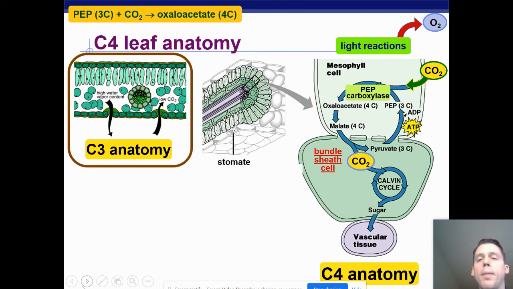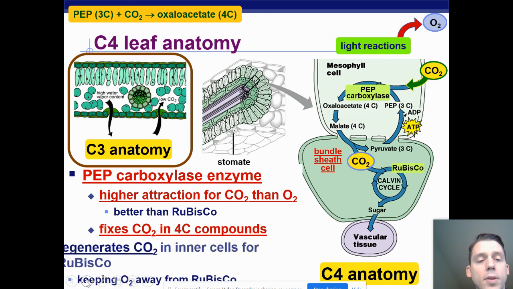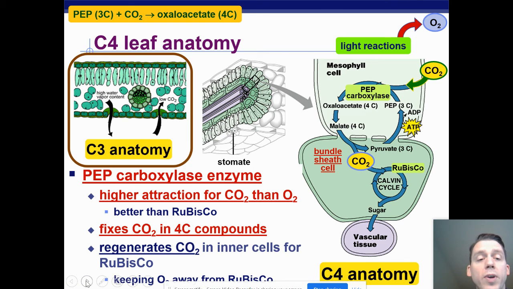So the 4-carbon compound is then going to move into the bundle sheath cell where CO2 is going to be released, and then the Calvin cycle is going to happen as normal. So it's a way of keeping the oxygen up here to prevent photorespiration in this other cell. A new enzyme, PEP carboxylase. PEP carboxylase is not going to be very attractive to oxygen. And then it's going to regenerate CO2 in those inner cells, keeping oxygen away from the Rubisco enzyme.